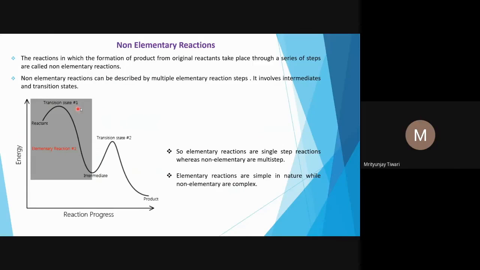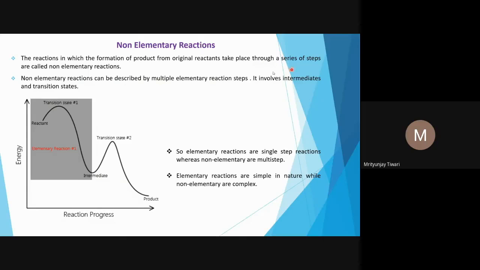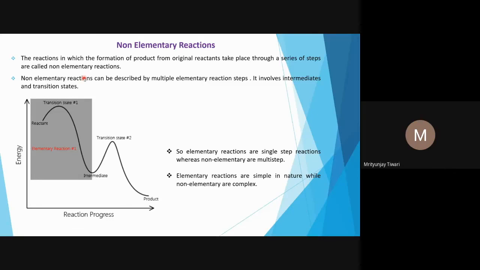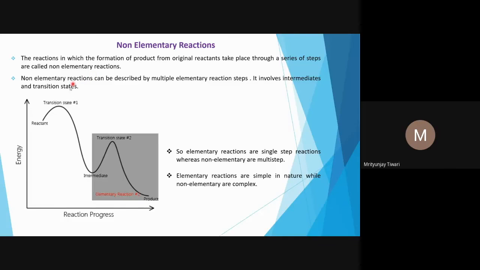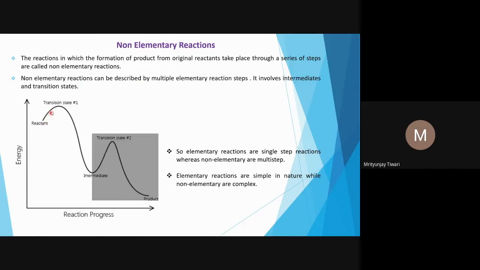So what are non-elementary reactions or complex reactions? The reactions in which the formation of product from original reactant takes place through a series of steps are called non-elementary reactions. A series of steps means at least two steps are involved in a non-elementary reaction, which is also called a complex reaction. So in this example, in this energy versus reaction progress graph, we see one transition state here for the first step, and there is another step involved in this reaction. So we see two spikes in this energy profile, and each spike represents one transition state.